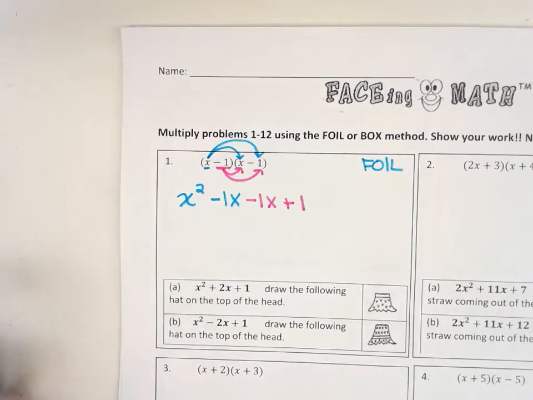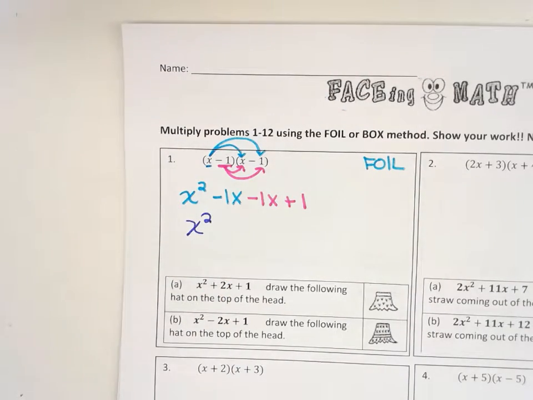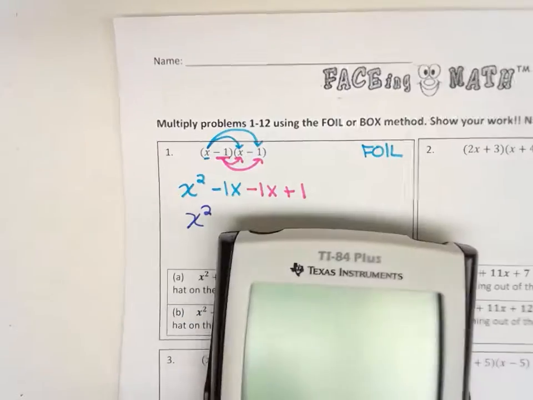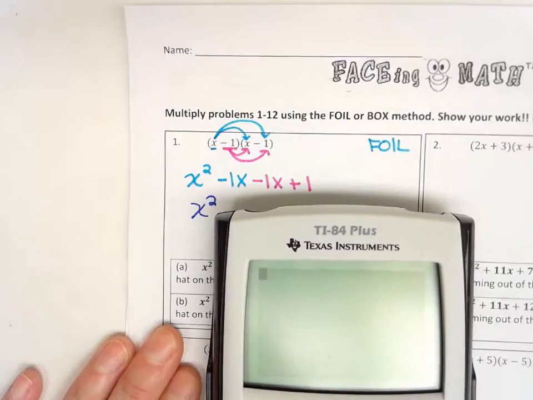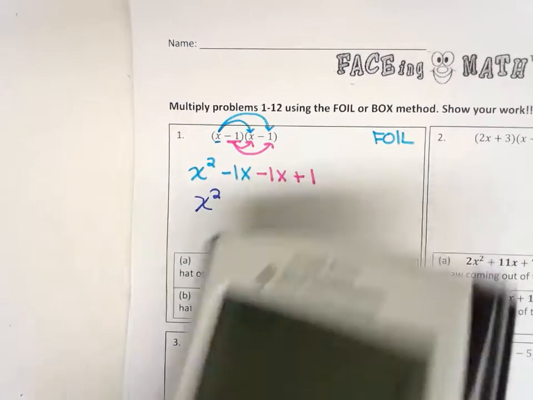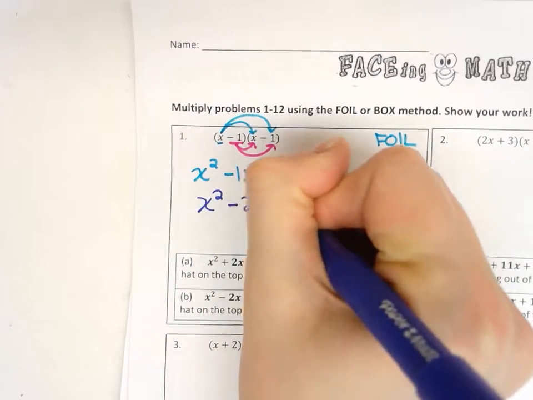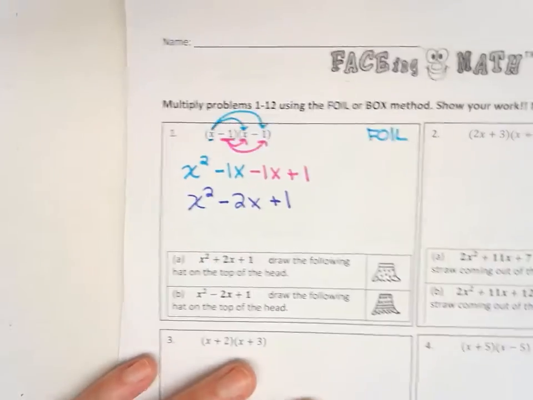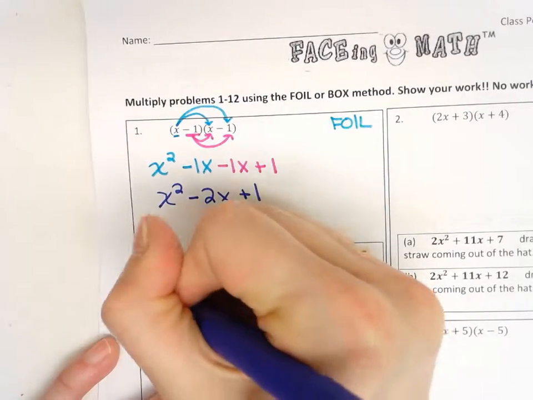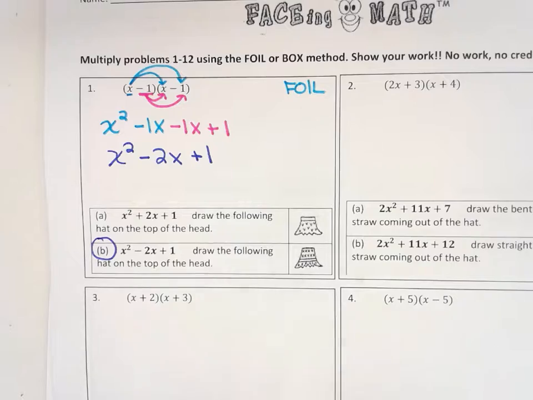So you do the multiplying on that whole distribution step, then you need to combine like terms, which means you are adding things. So x squared is the only one that has that exponent, but those two in the middle I can combine. A negative 1 plus another negative 1 gives me negative 2. So now I have negative 2x and then plus 1. So the one that this matches up with is answer choice B. And this is the picture that you are going to draw on the face.